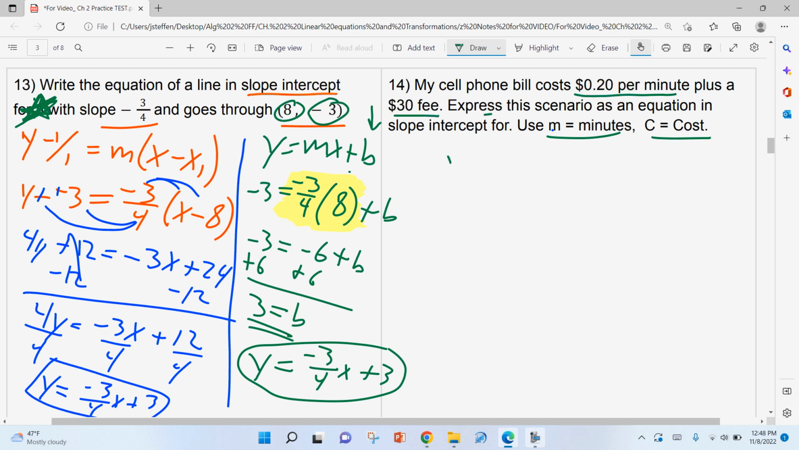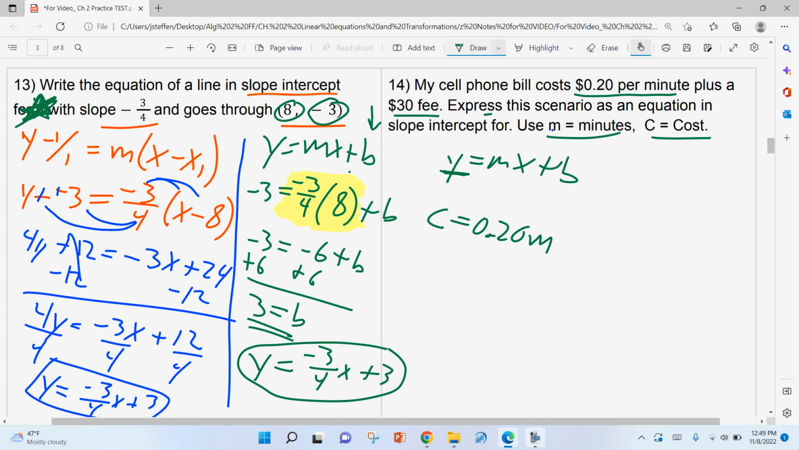Remember, in slope-intercept form, the y value is the total. So the total is the cost. That's the total amount you're spending. Then the slope is always the variable. The slope is what you're multiplying by your x value. You don't know what that is, or rather it depends on how many minutes you use. So if you do, whoops, I forgot, I need to label that as m.